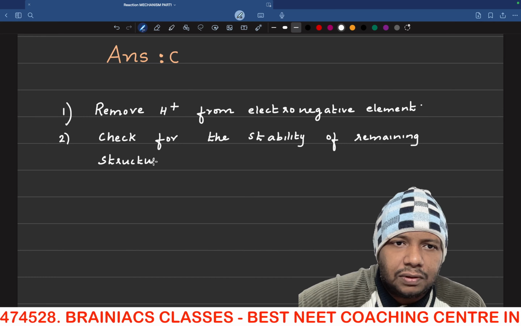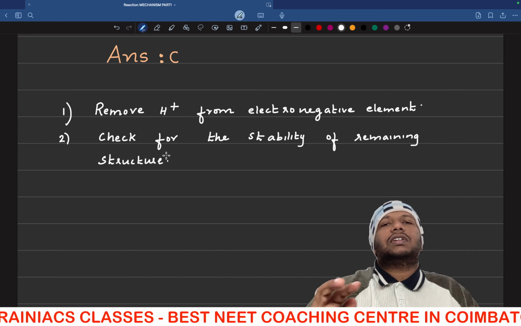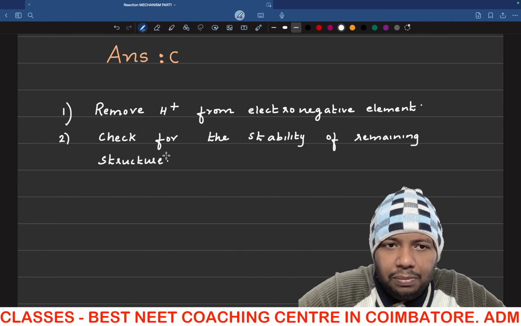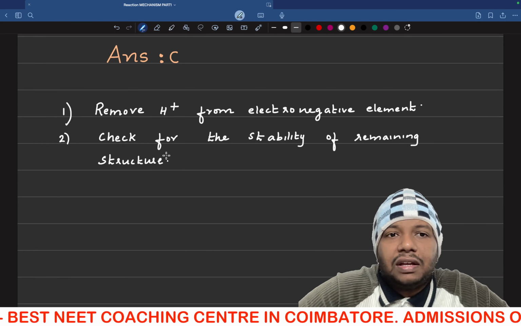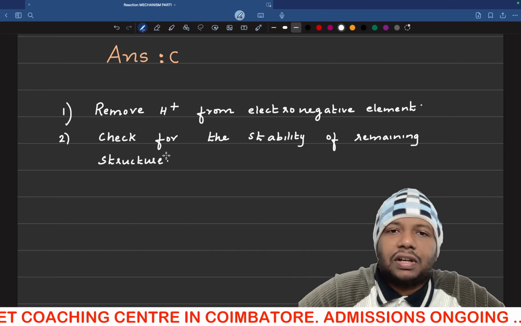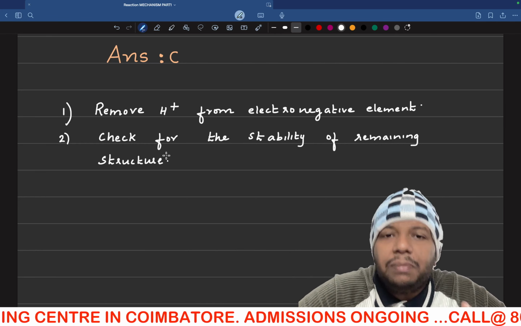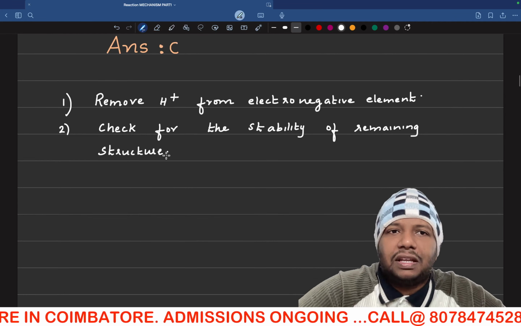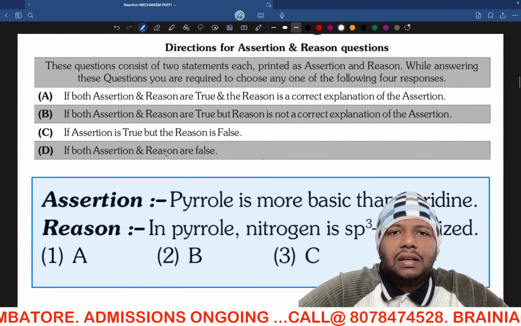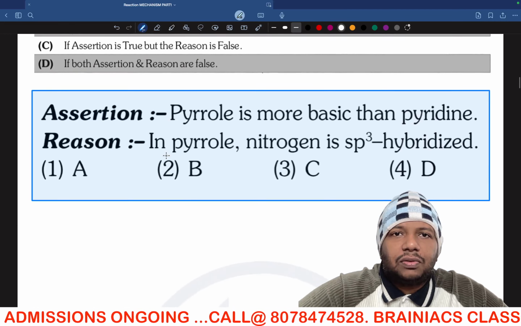Okay. So while comparing two structures, the structure which is more stable, the corresponding compound would be more strengthened, or the corresponding compound would be more acidic. I hope it's clear for you. Okay. Now let's do the next question.